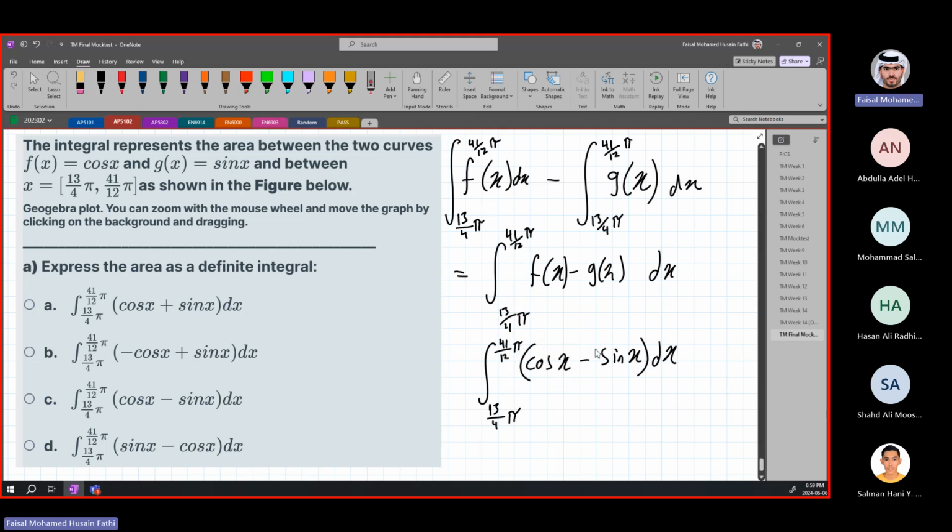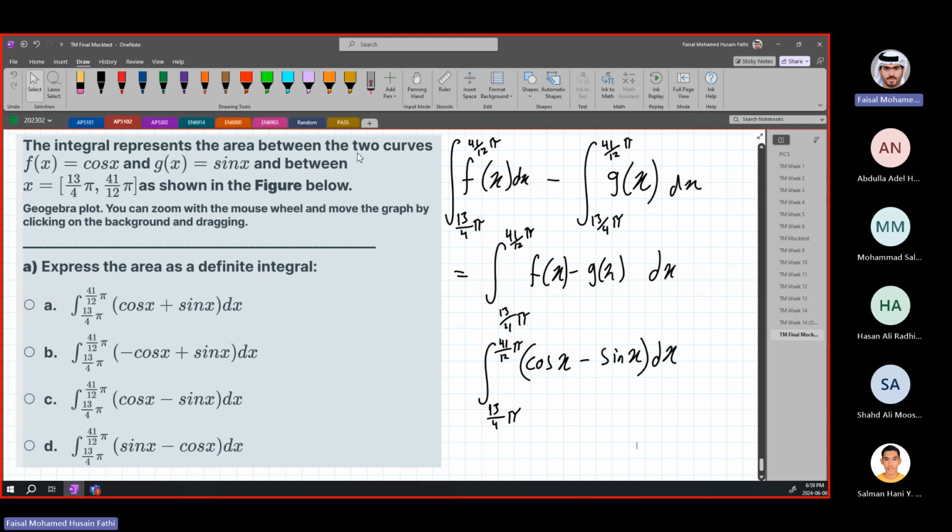So cosine x minus sine x, which one is cosine x minus sine x? All right. Here, if you notice, they gave you two options that are very similar. First one, they gave you cosine x minus sine x. The second one, they gave you sine x minus cosine x.